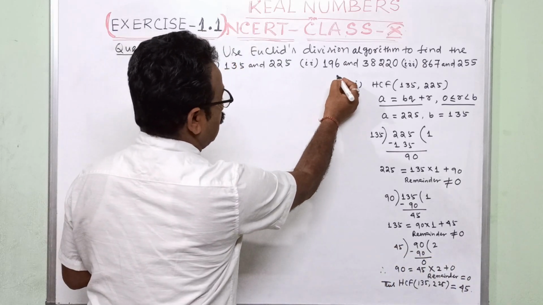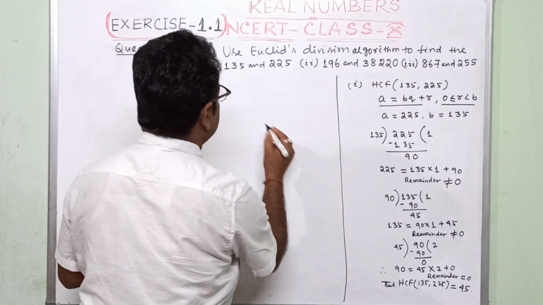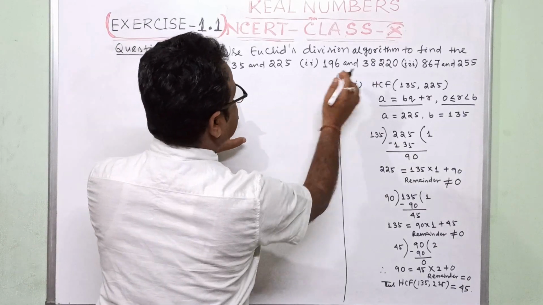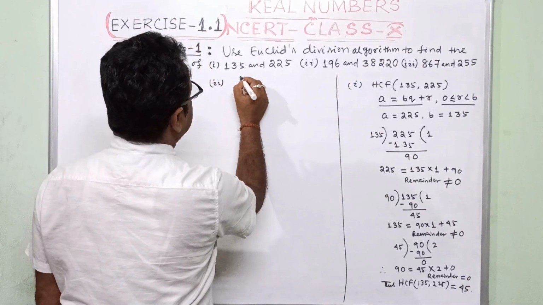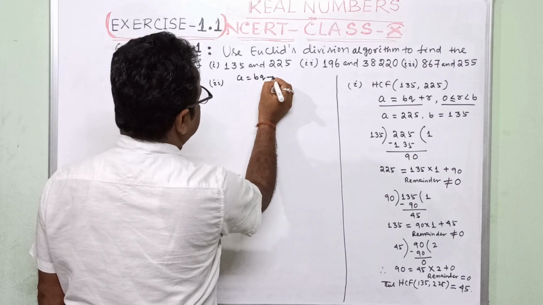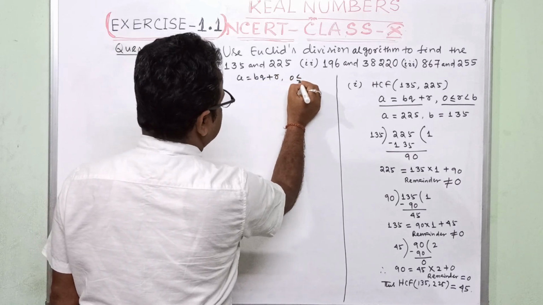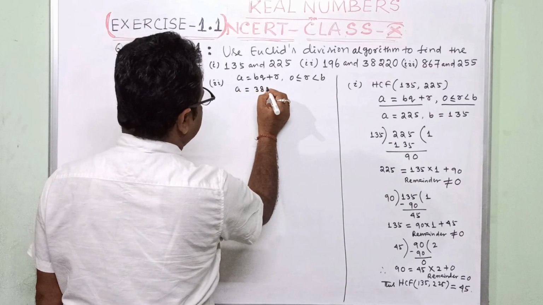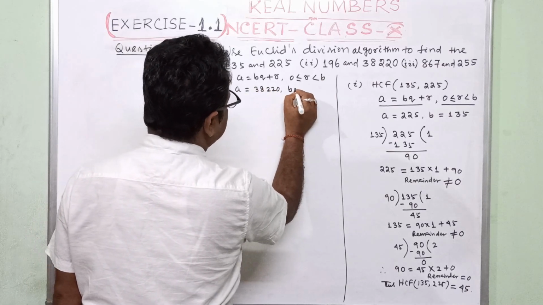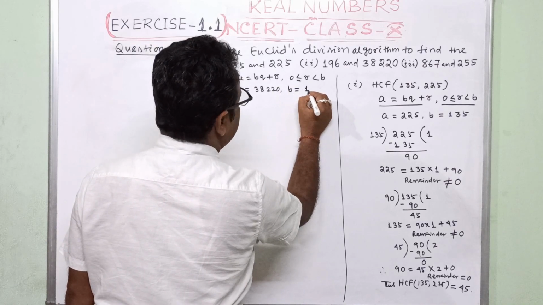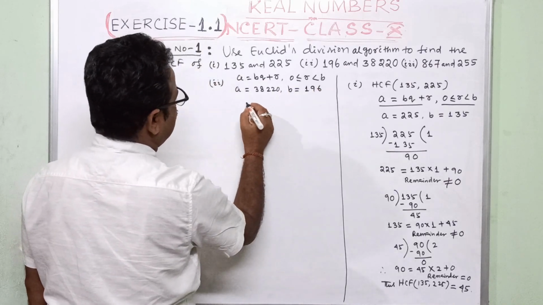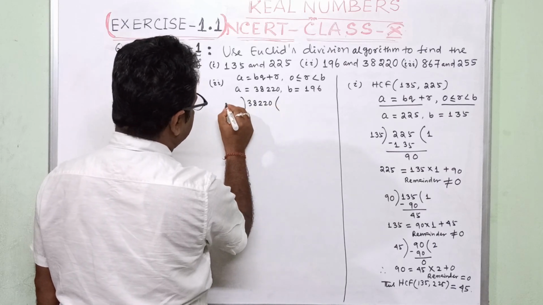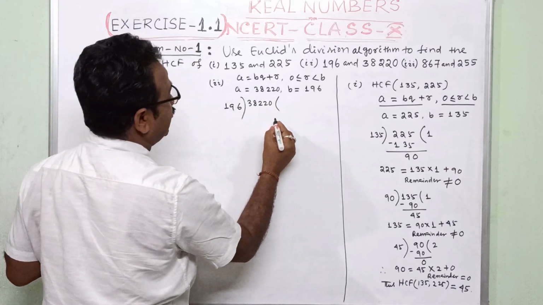Now move on to part (ii). In part (ii) we have 196. Same thing, we are using a = bq + r, 0 ≤ r < b. Here a = 38220 and b = 196. So now we divide 38220 by 196.